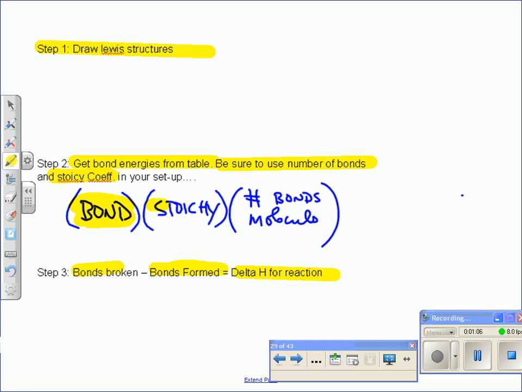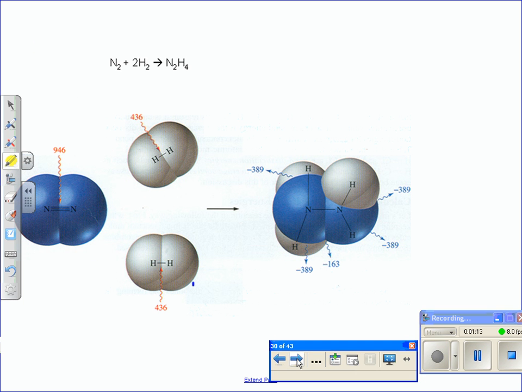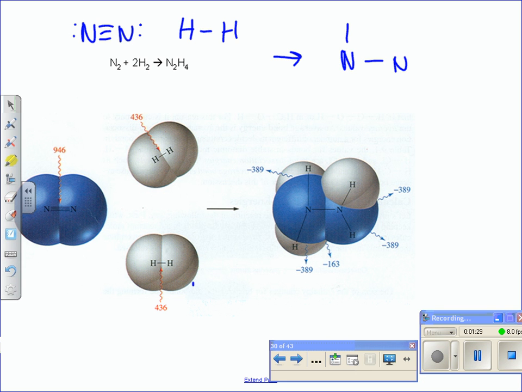This is supposed to be bond energy, stoichiometric coefficient, number of bonds from the Lewis structure, and I'll show you that in action. So if we look right here, N2 and H2. If we draw N2, we get this. N triple bond N, technically you should be able to draw this. H2, I draw the Lewis structure for that. And if I draw the Lewis structure for this, you end up getting N, H, well, it's kind of drawn, kind of jacked up, but you get the idea. So you draw the Lewis structure.